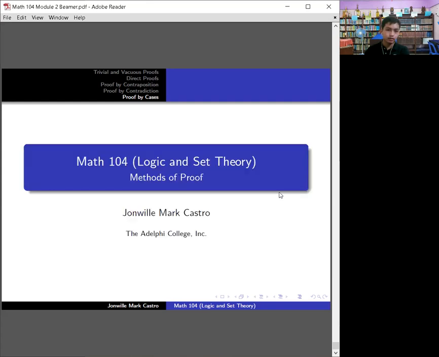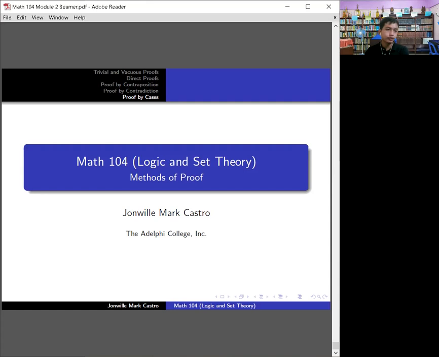Yan. So, yan yung methods of proof techniques natin. So, again, meron tayong trivial and vacuous proofs. So, si trivial proof, pag true yung conclusion natin regardless ng hypothesis, so trivial siya. Vacuous proof naman, kapag false yung hypothesis for all x regardless ng conclusion.